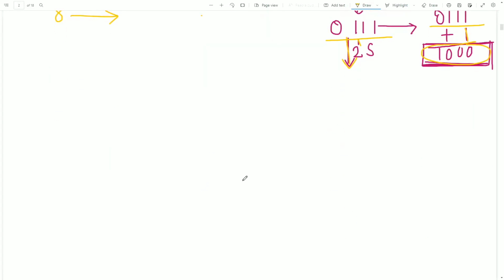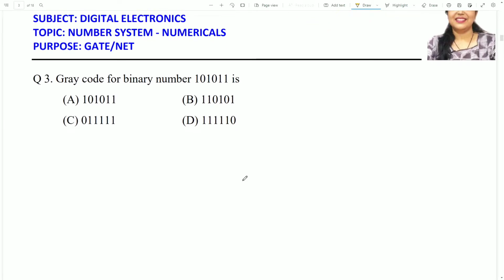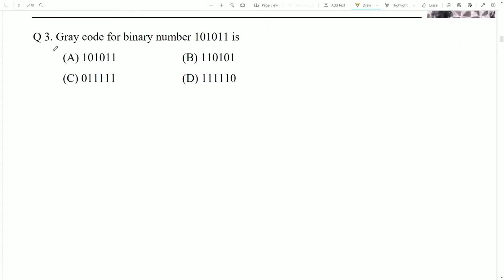Now come to the next question. And the next question is, gray code for binary number is this. That means you need to find gray code for a given binary number. So you have a binary number which is 1, 0, 1, 0, 1, 1. It's a 6-bit binary number, and you need to find gray code for that binary number.